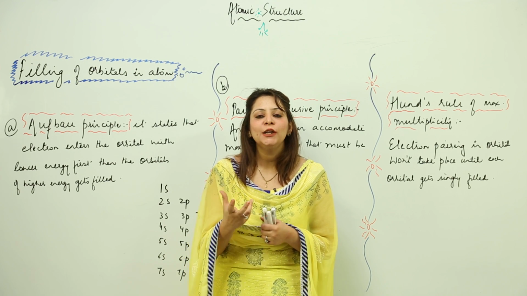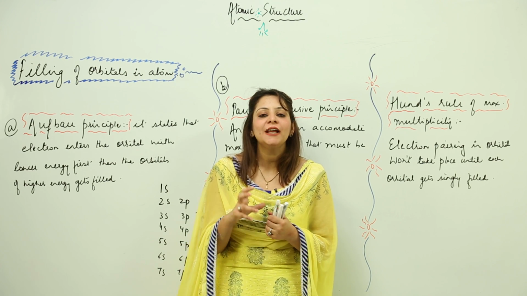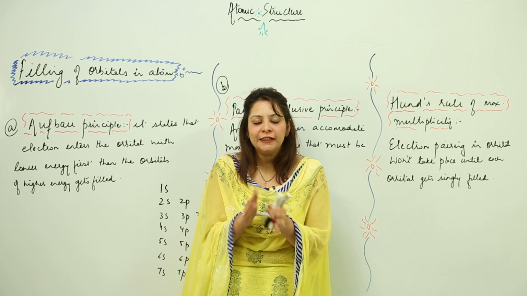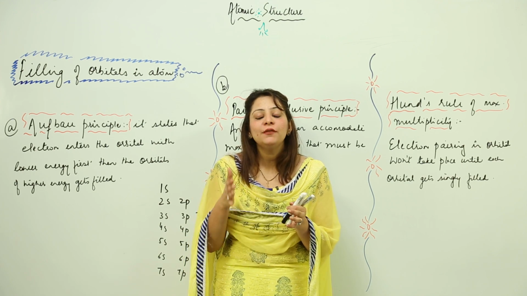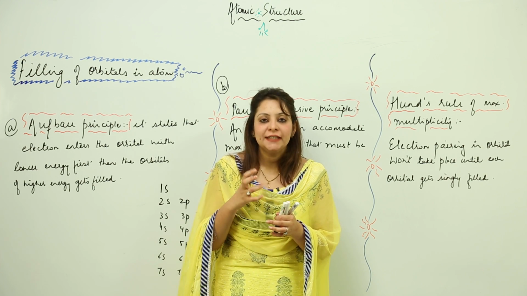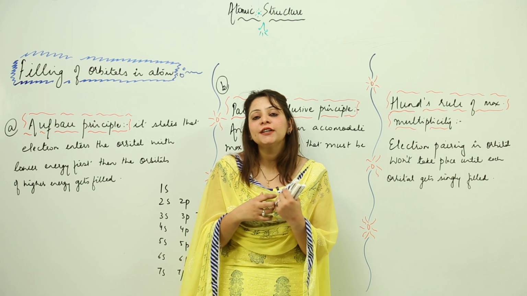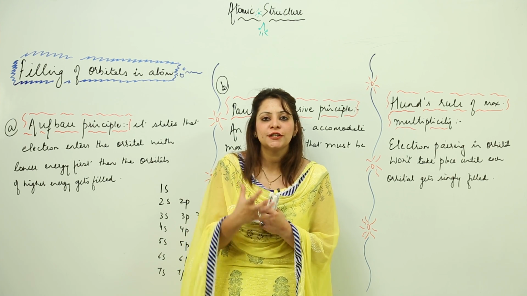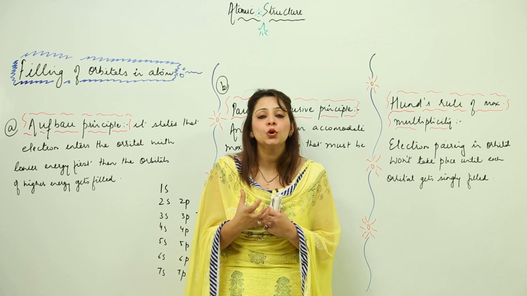Now we are going to study the rules that have to be followed while filling the orbitals, because we have reached a level where we have already done the concepts, and now we are going to fill the orbitals. That means we are going to write the electronic configuration. When we write the electronic configuration, that is, how the electrons are arranged in the orbits or the subshells or the orbitals, we need to know certain rules.